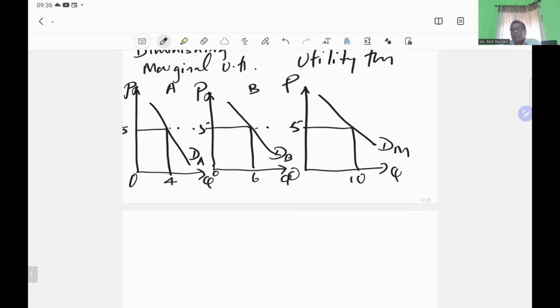Now here you can realize something. The slope of the individual demand curve is also left to right downwards, a negative slope. Then the market demand curve is the same. According to utility theory, there are two theories under utility theory, ordinal and cardinal theory. We are going to observe why the individual demand curve goes left to right downwards.